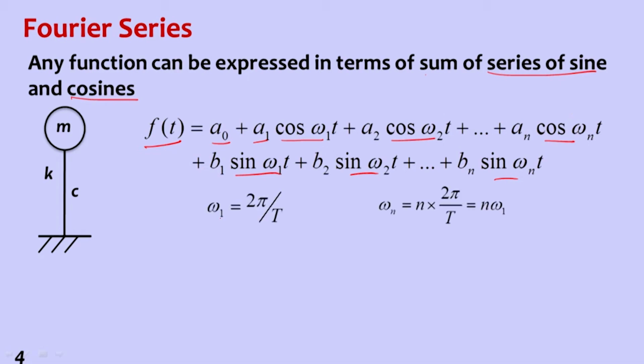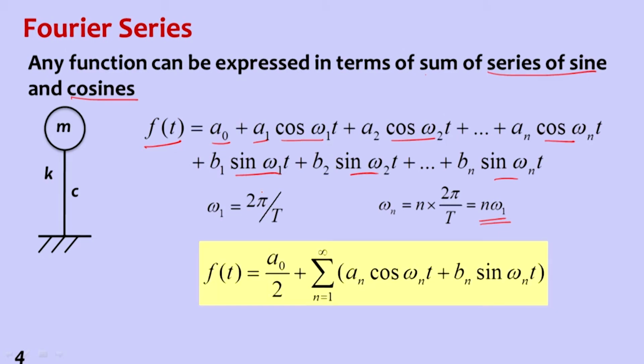Whereas omega 1 is as small a frequency as possible, that is 2 pi by T. So T is the period, and omega n is n times 2 pi by T. So omega 1 is the base frequency, and omega 2, omega 3, omega 4 can be represented in terms of this. So they are all linked with omega 1. Omega 1 is a small quantity, as small a frequency as possible.